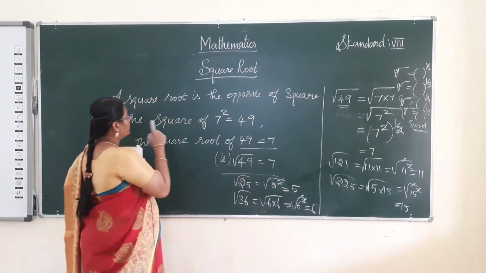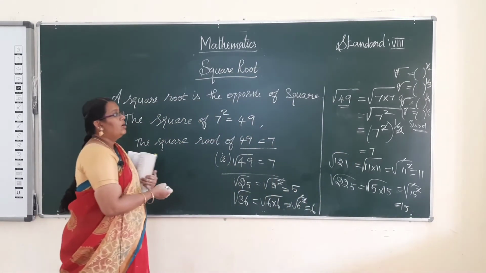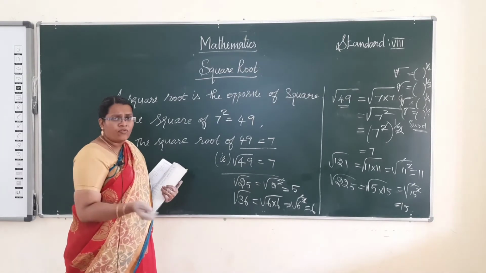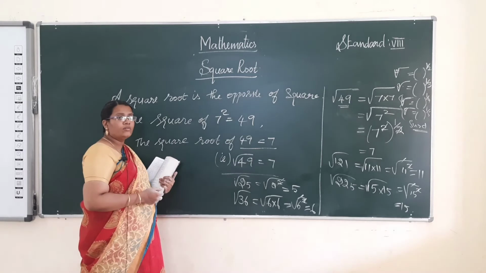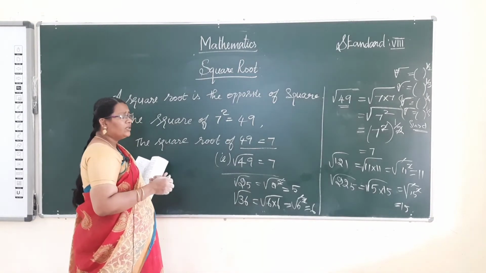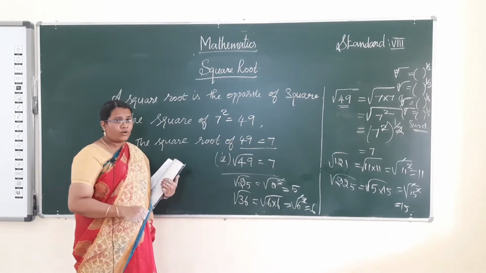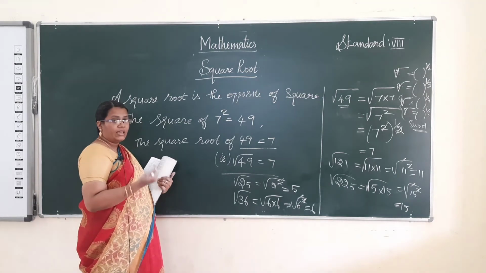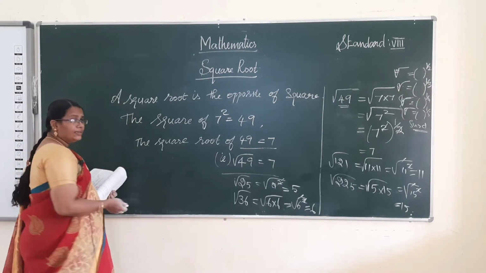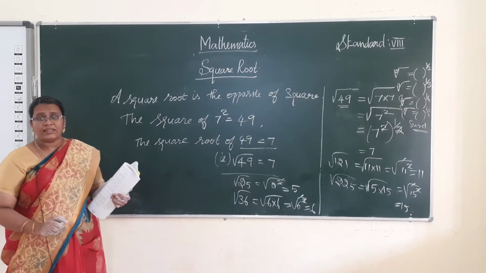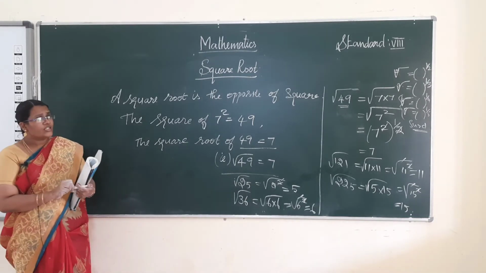I hope you all understood the square root. There are 3 methods of finding the square root. The first one is successive subtraction of a number, the second one is the tens and ones method, and the third one is the prime factorization method.